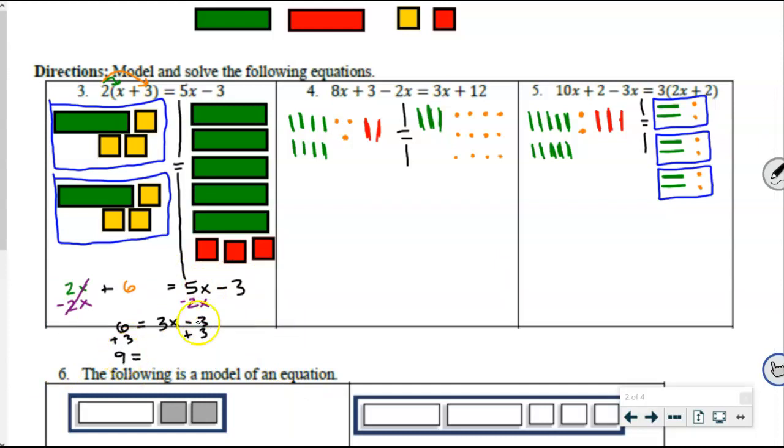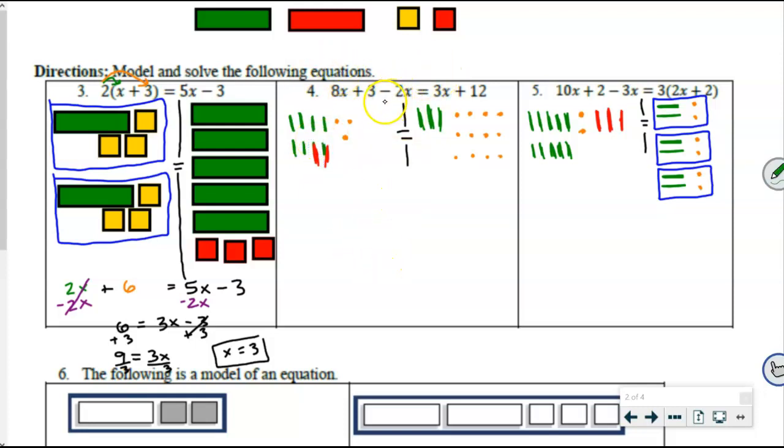9 equals this zeroed out, and I have 3x. We can then divide each side by 3 with what little tiny space I have, and x is equal to 3 for number 3. And for number 4, I needed to simplify my model so I had enough space, but I hope that you can see these 2 negatives are going to zero out these 2 positives. So that's that first step, is combining those like terms.